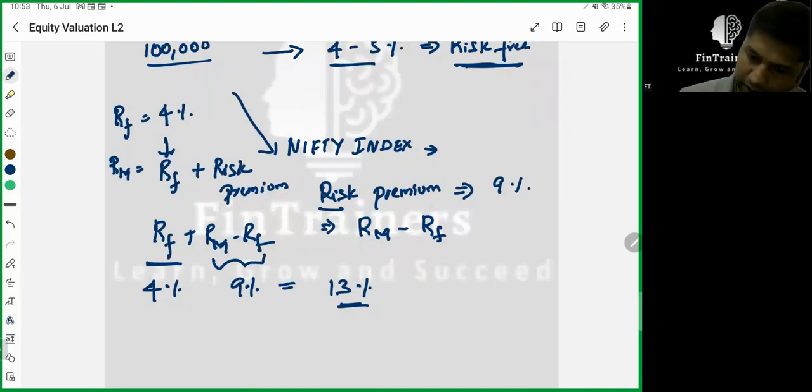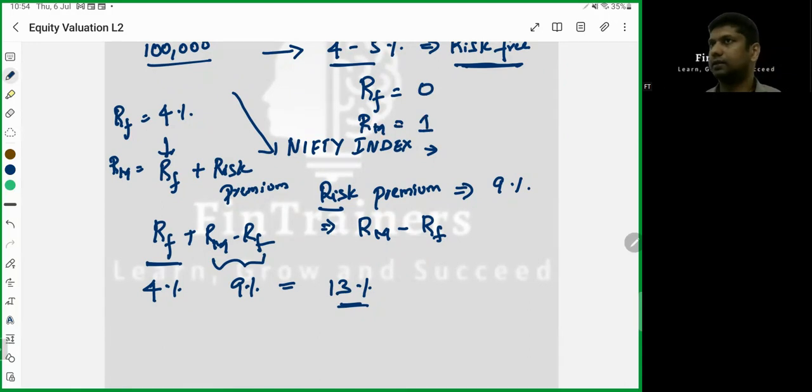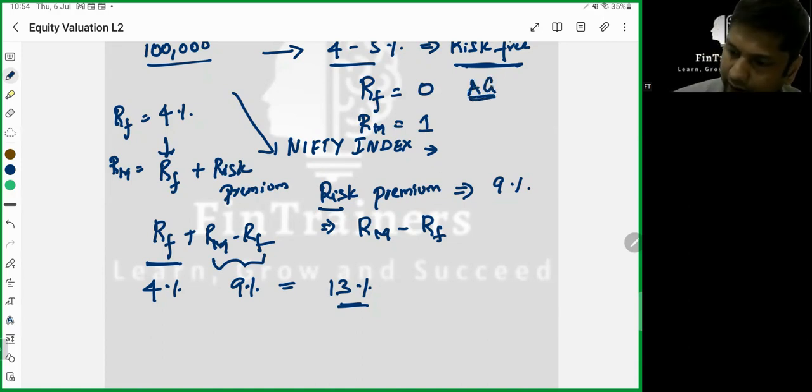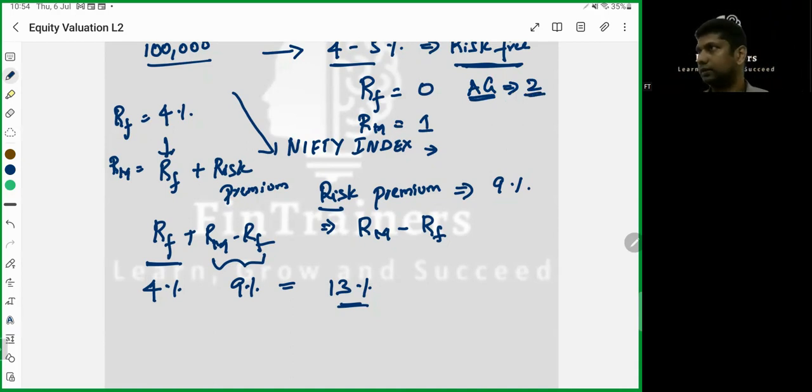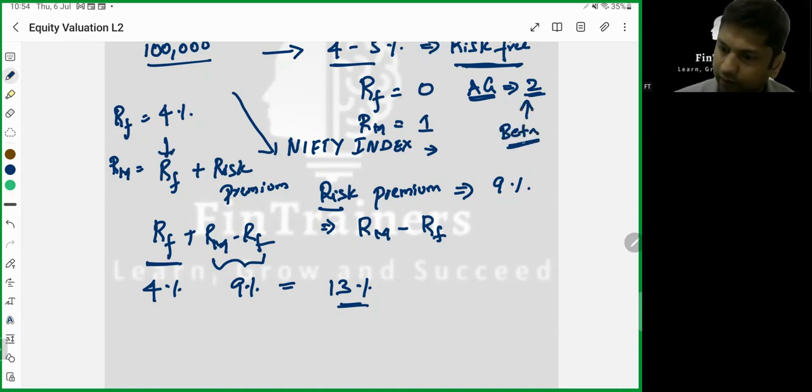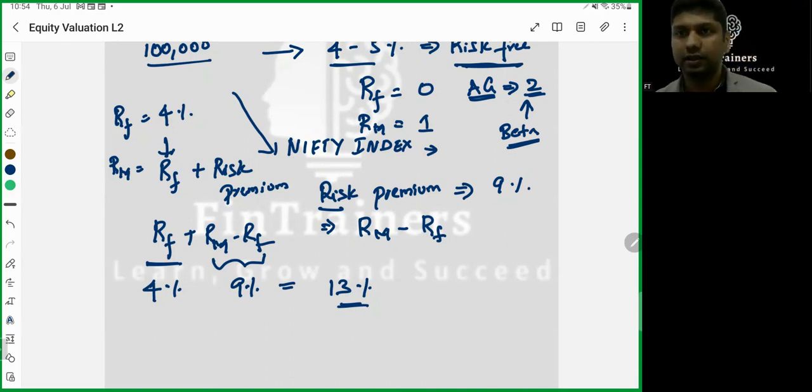So if I say the risk of RF is 0, RM, if I say is 1, risk is 1. Let's say for 1 unit of risk, I'm getting 9% return. Now for Adani Gas, if the risk is 2, that is, it is twice as risky as the market. This is called the beta of the stock. That is how much more risky or less risky. Some stocks are even less risky, to be 0.5 also. Some utility companies.